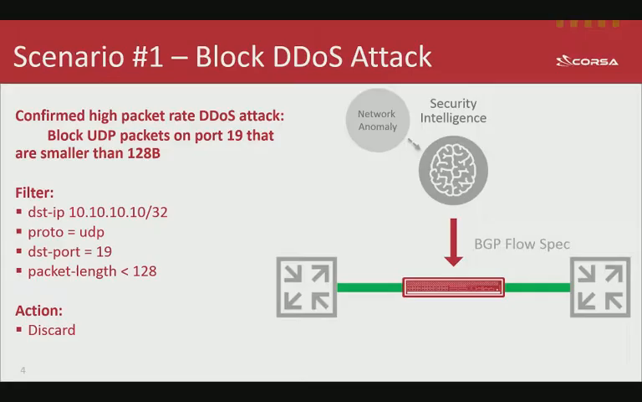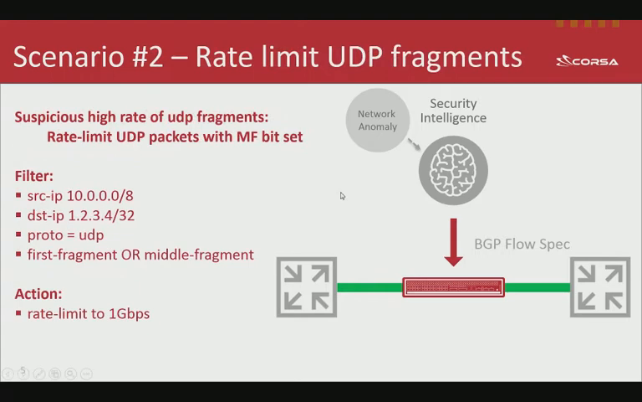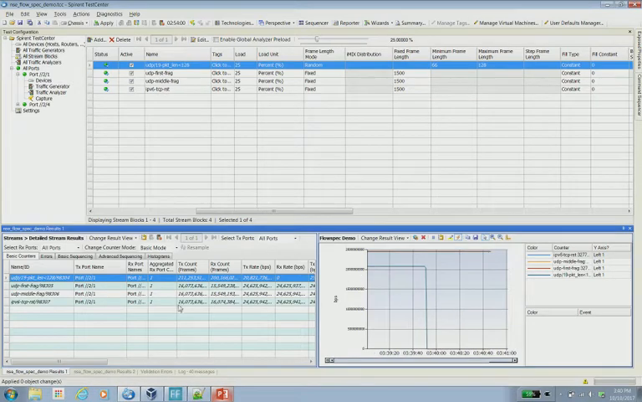So for my second scenario, I have a suspicious high rate of UDP fragments. From my network anomaly detection, I determined that there's a very high rate of UDP fragments. And what I would like to do is rate limit all the fragments that are coming from this source to this destination to 1 gigabit. So maybe I don't want to kill them all and drop them all. The 2 streams that correspond to this scenario are stream number 2, for the first frag, and stream number 3 for the middle frag.